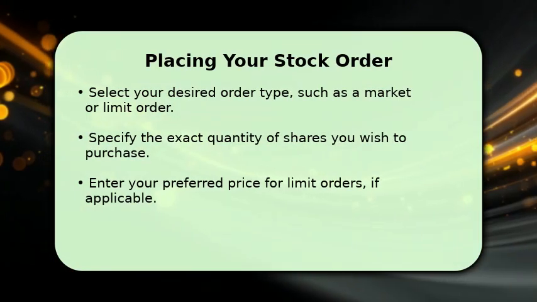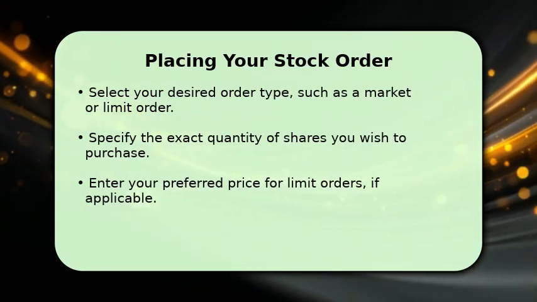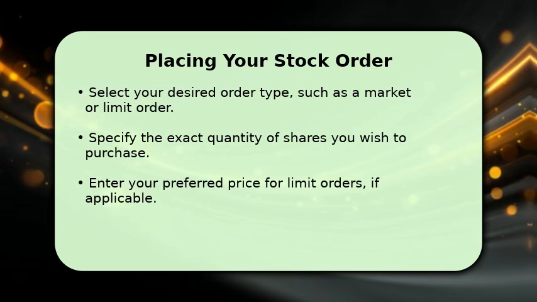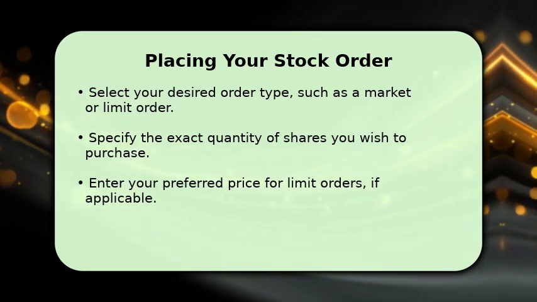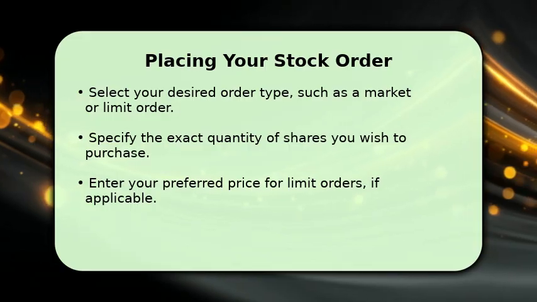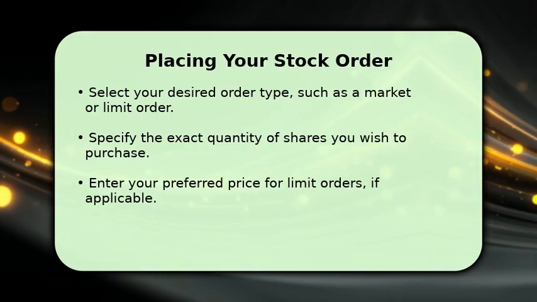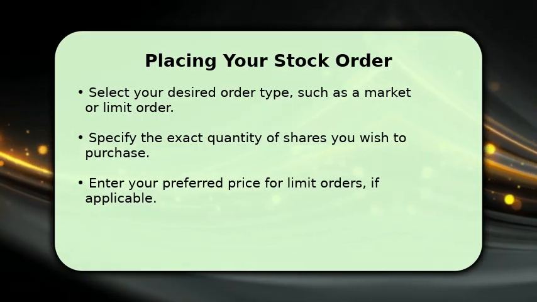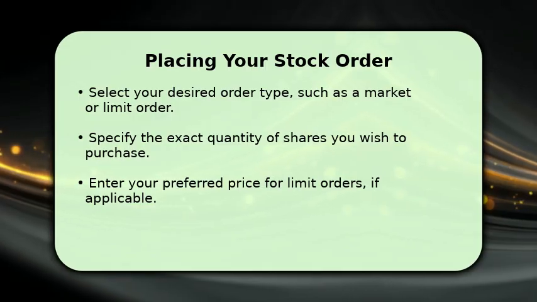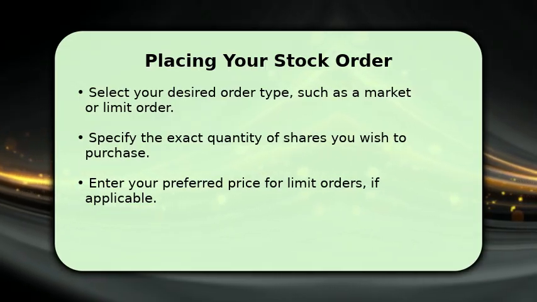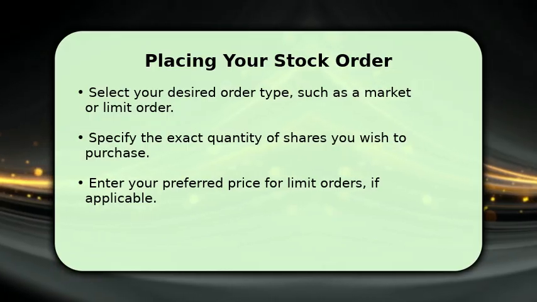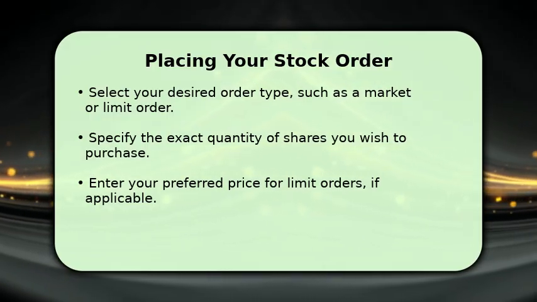Now it's time to place your order. Choose your order type. A market order buys immediately at the best available price, while a limit order lets you set a maximum price you are willing to pay. Then, input the exact number of shares you want to acquire, for instance, 10 shares. If using a limit order, specify your desired maximum purchase price per share.